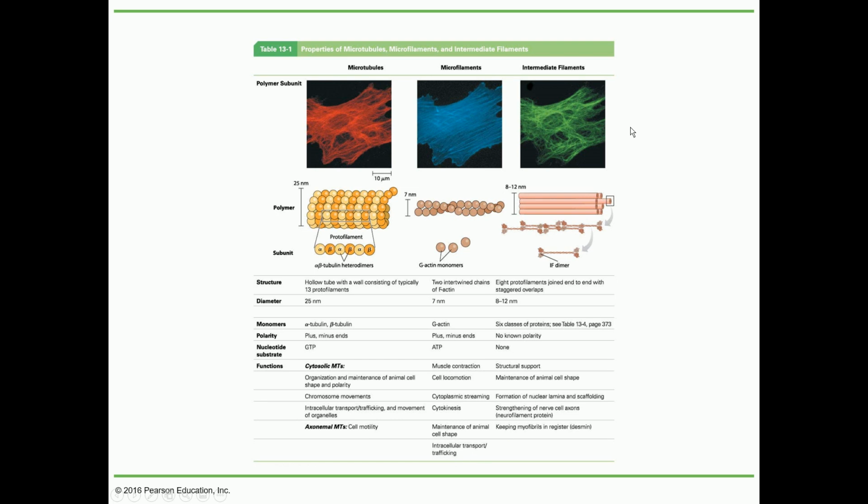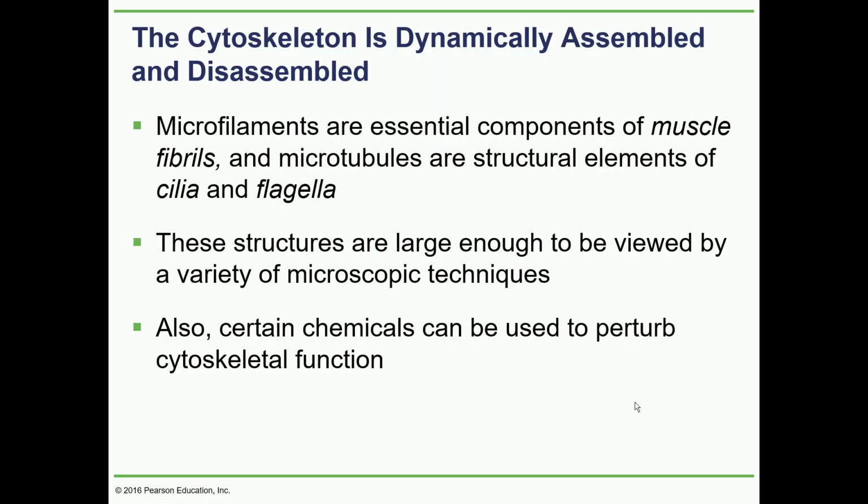and these intermediate filaments are basically made of 8 protofilaments joined end to end with staggered overlaps, and they are made of 6 different classes of proteins. They are involved in the formation of the nuclear lamina, and also in strengthening of nerve cell axons. So these are some of the important functions and differences between these three different cytoskeleton filaments.